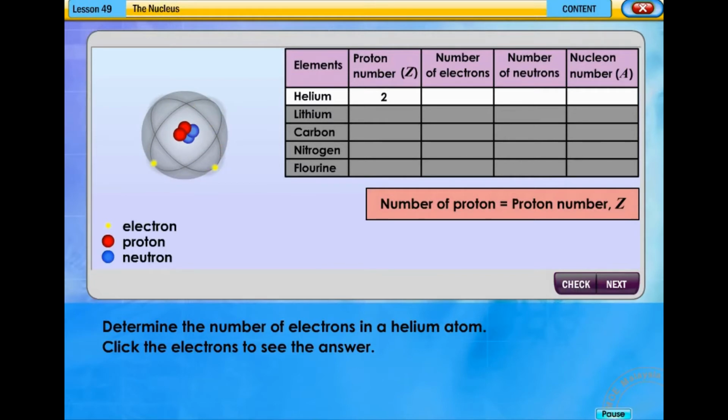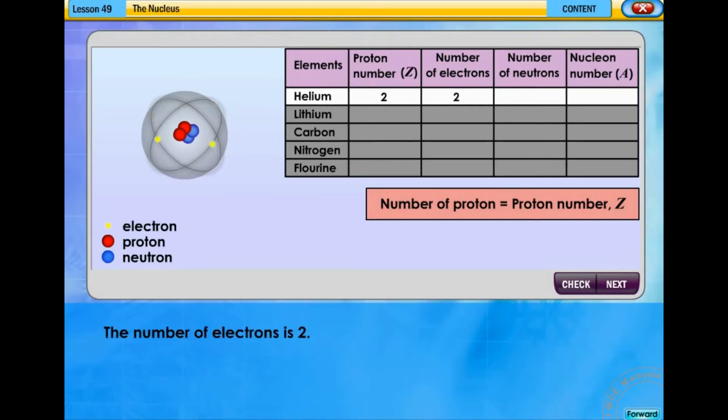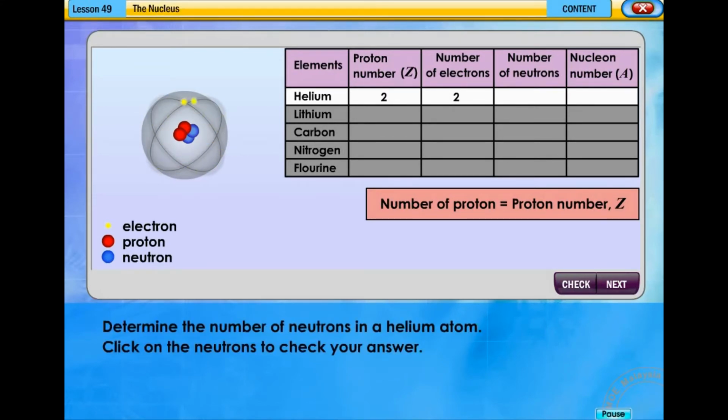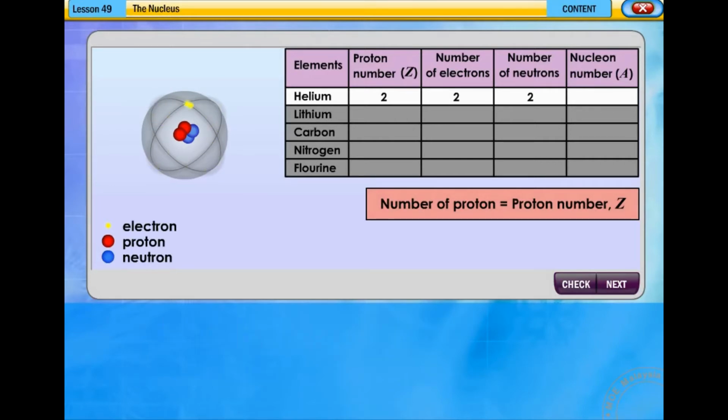Determine the number of electrons in a helium atom. Click electrons to see the answer. The number of electrons is 2. Determine the number of neutrons in a helium atom. Click on the neutrons to check your answer. The number of neutrons is 2.